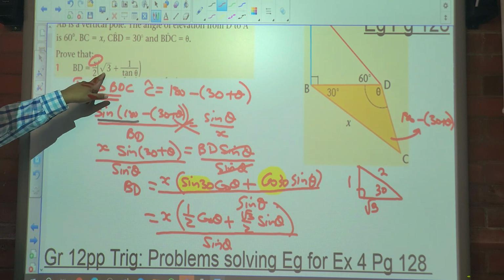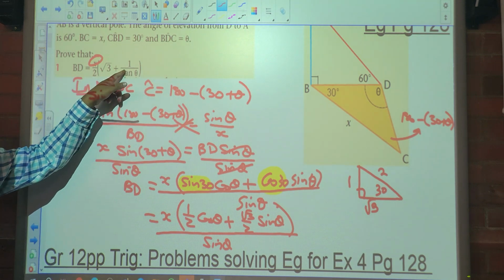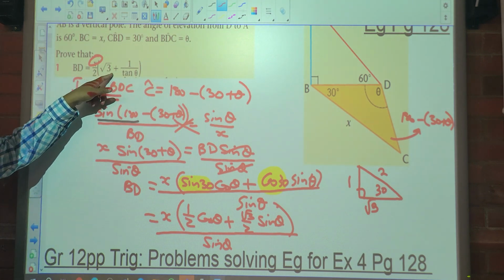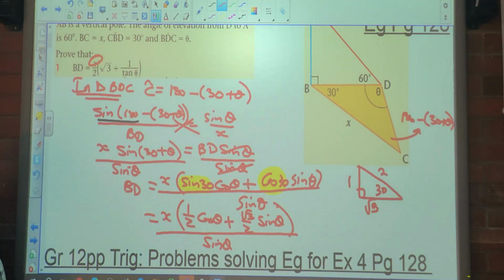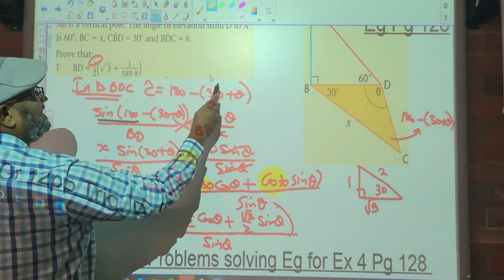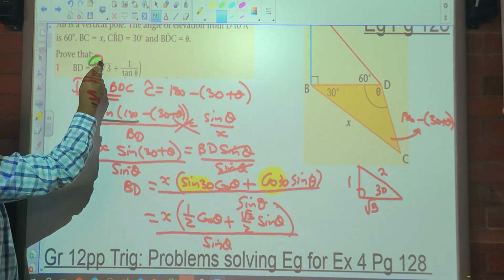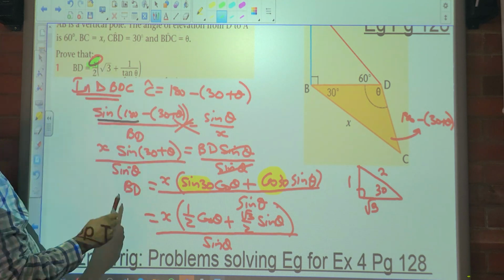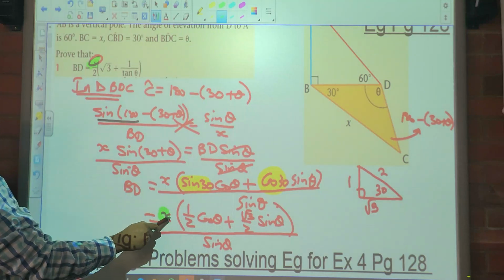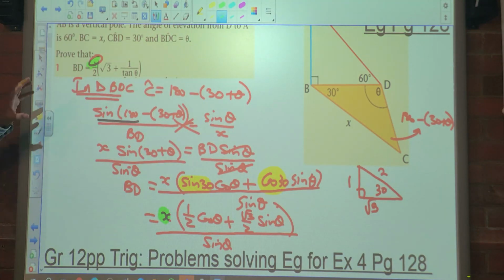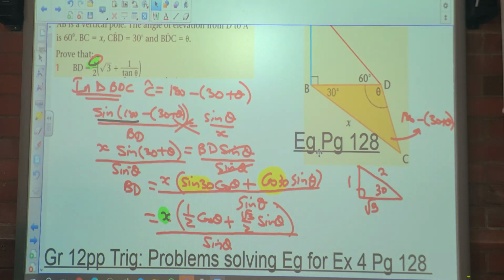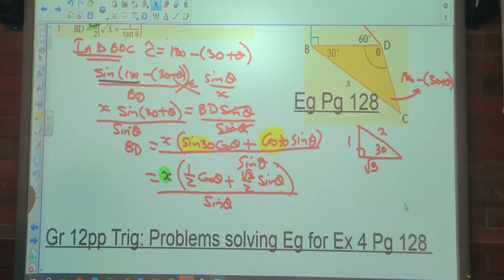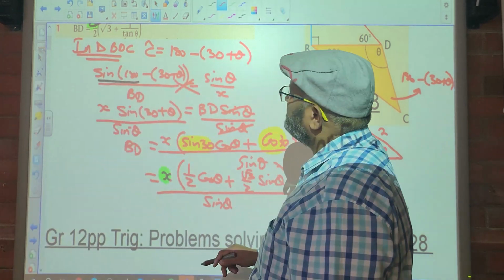You say, hang on. I don't have a sine theta in the denominator. Not so? You see that the x is on the outside. Can you see the x on the outside here? So I'm going to keep that x on the outside. We keep it like that. So it's going to give us this work in the long run.